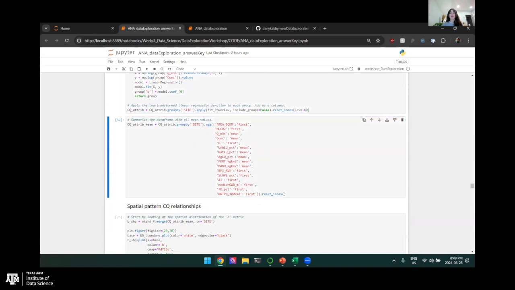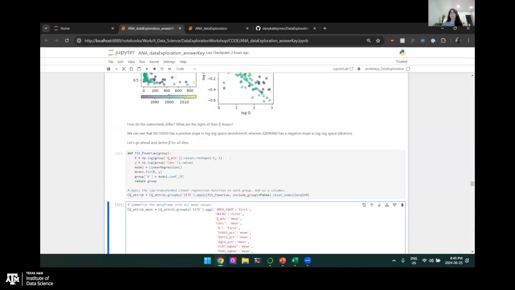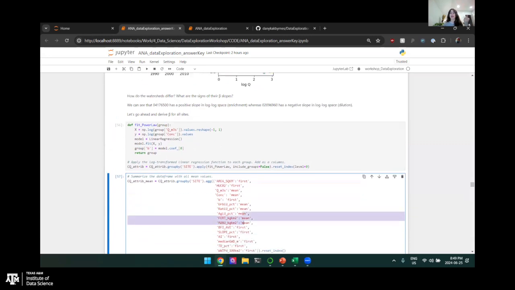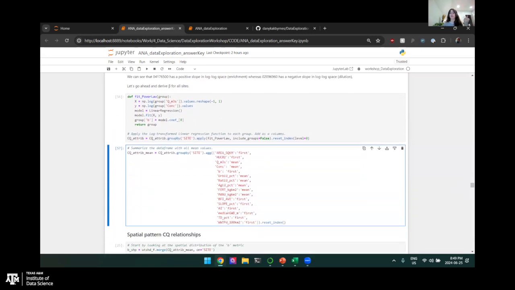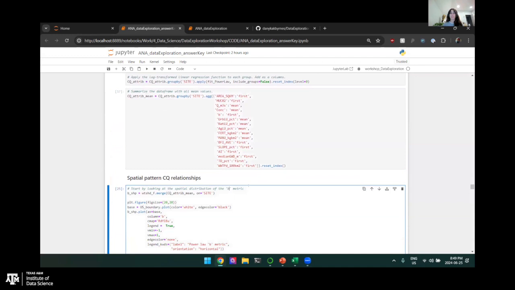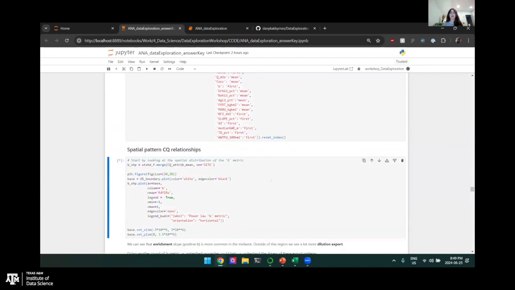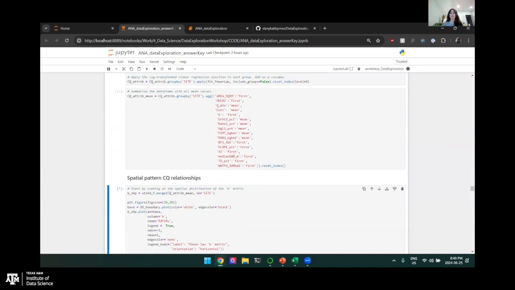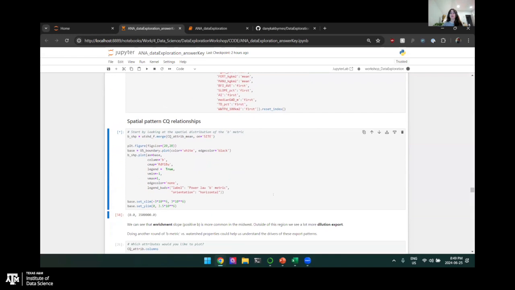And then we'll essentially take all of the features that we have and put them in the mean. So I'm just trying to summarize the data. We have the B value, and we're going to take an average of all the features that we have. Then we can start plotting how this B value relates to different attributes. Okay, so let's start by looking at the spatial distribution of the B metric.